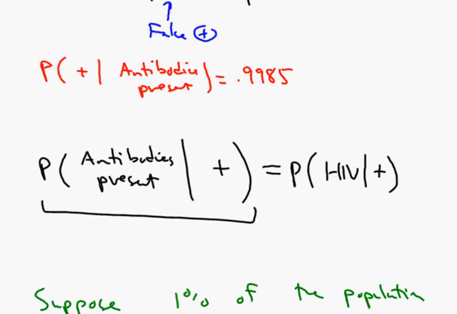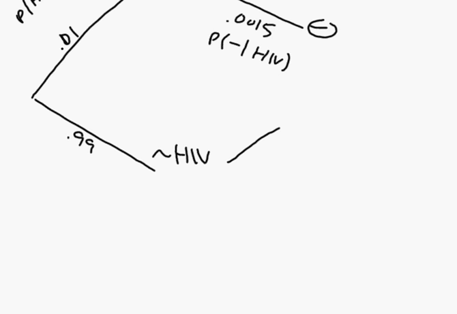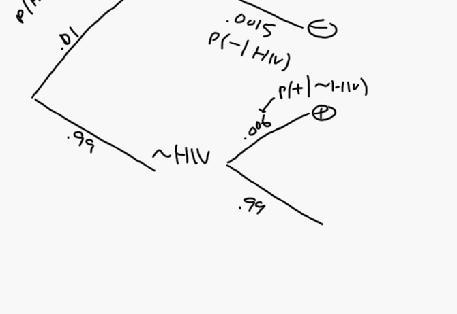Okay. Down here on the bottom, 0.006 and 0.994. So there are some people who don't have HIV but are going to get a positive test result anyway, 0.006. That's the probability of a positive test result given the person does not have HIV. And then lastly, 0.994, here's the probability of getting a negative test result given we don't have HIV.